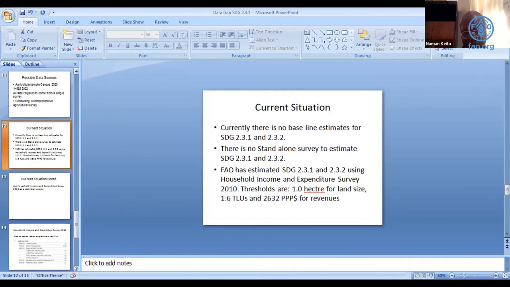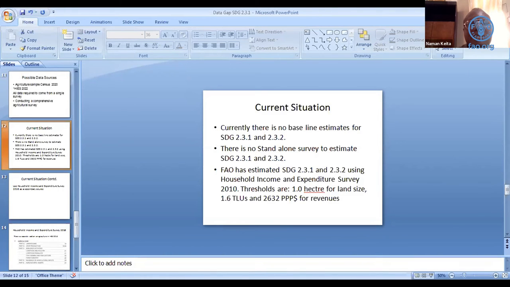No, I know it from a presentation of FAO. There is a resource paper on this topic that FAO has calculated this SDG 2.3.1 and 2.3.2 from the 2010 HIES as proxy data. So I know it from that, but I don't know if anyone was involved in this process from BBS or not. Aida, do you know anything about that? Is there some metadata explaining how this was done by FAO? Hello, I don't know if Aida is around. Anyway, we can investigate that because maybe we cannot reply immediately.